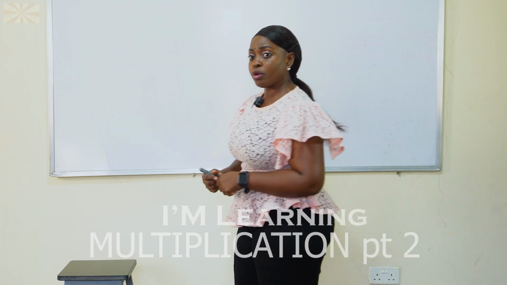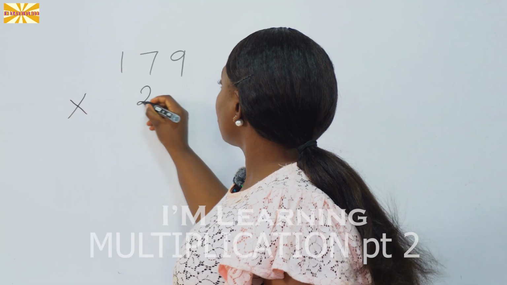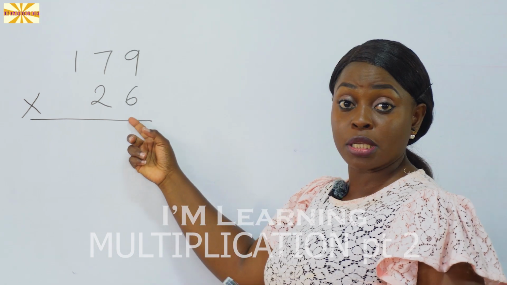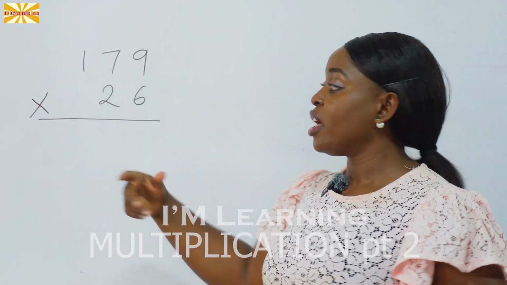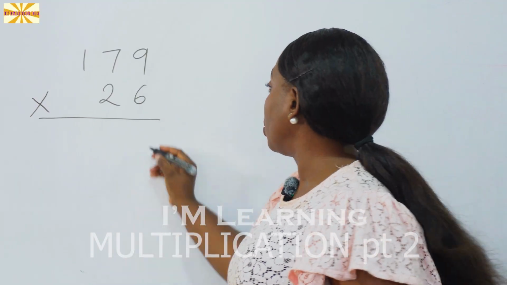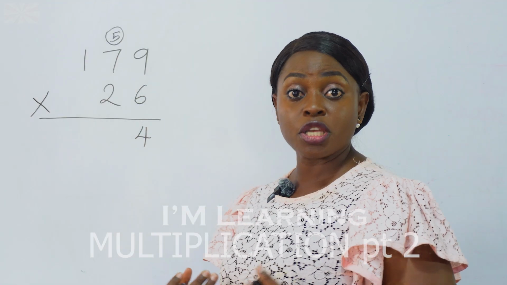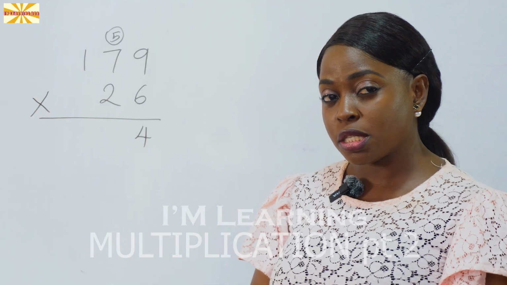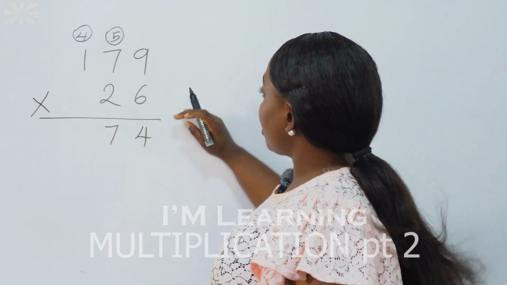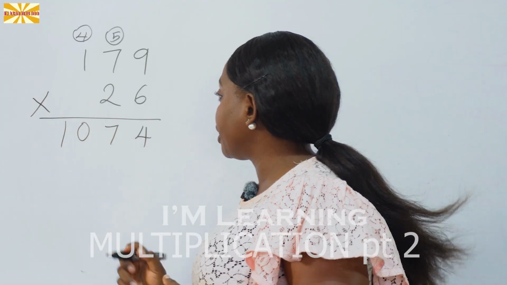So I have a 3-digit number, like 179, and I'm multiplying that number by 26. So the first thing I'm going to do is start with my 6. I'm going to use 6 to multiply all the numbers on top. Then I'll use 2 to multiply all the numbers on top. So 6 times 9 is 54. 4, carry my 5 to the next part. 6 times 7 is 42. 42 plus 5 is 47. 7 will carry our 4. Then we have 6 times 1, which is 6, plus the 4 that we carried. It's going to give us our 10.